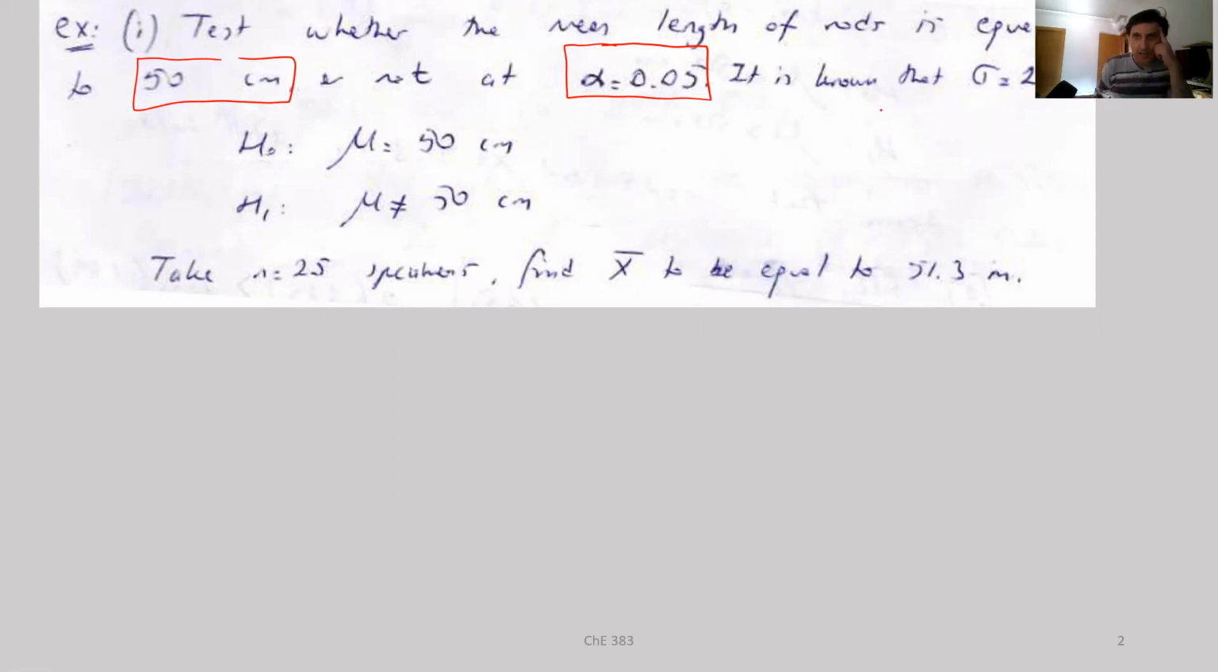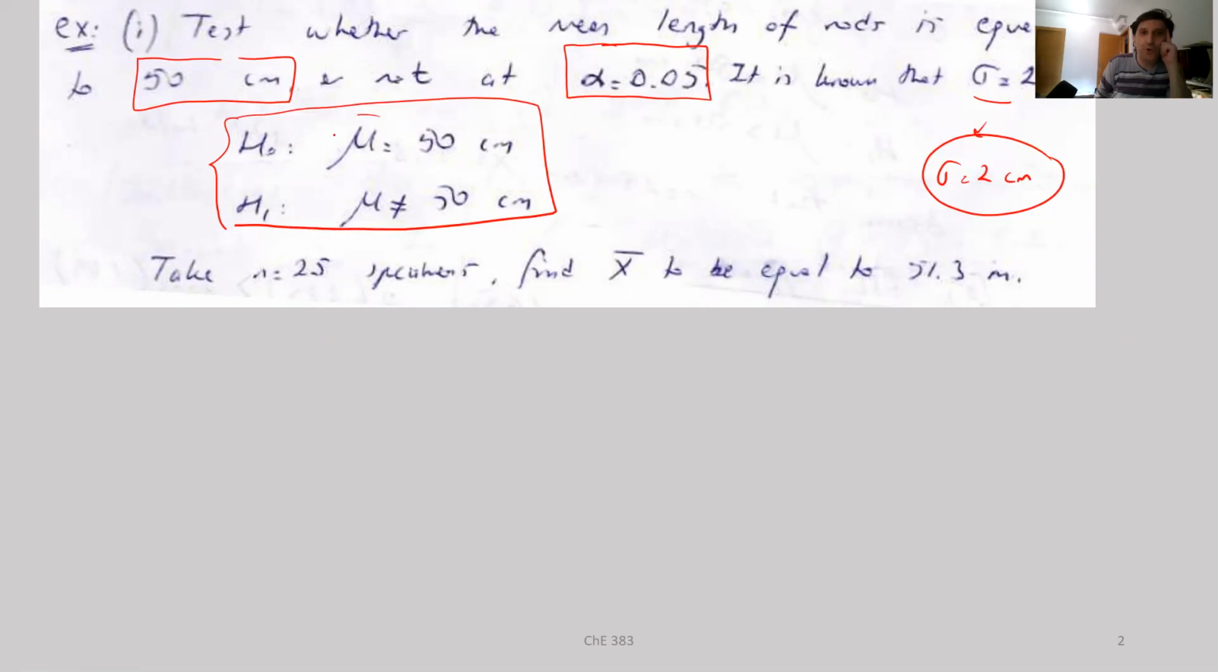And also sigma value is given. Sigma is equal to 2 centimeters. So here actually, you might not clearly see it, it is 2 centimeters. So the hypothesis test here will be constructed in this form. Mu, and here mu will represent the mean length of the roads that we manufacture, is equal to 50 centimeters. And the alternative hypothesis, it's not equal to 50 centimeters.